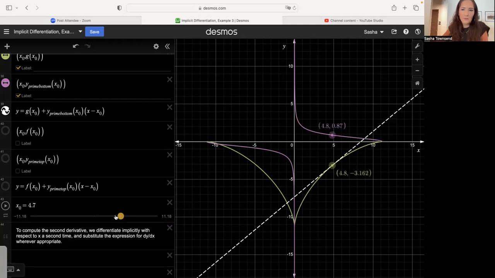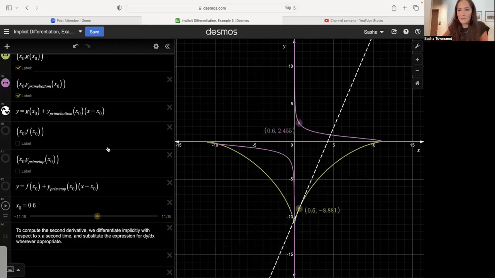As we go from point to point, on the interval from 0 to 5 to the 3 halves, which is about 11, that slope is decreasing. Then the second derivative is going to be negative. And if the slope is increasing, then the second derivative is positive. But if we look at the slope here, these slopes are going from 0 toward negative infinity. So the slopes are getting smaller and smaller and smaller.